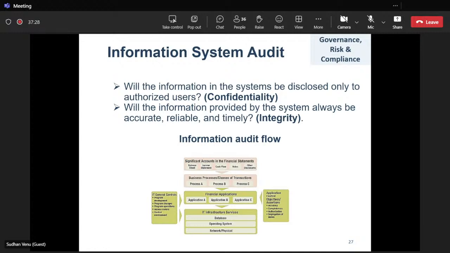And on top of that, we have the business process, that is the classes of transactions, what transactions we are going to do with respect to the business process. And the significant accounts in the financial statement, that is the balance sheet, income sheet, the cash flow, notes, and other disclosures. So everything will make the process in terms of audit flow.